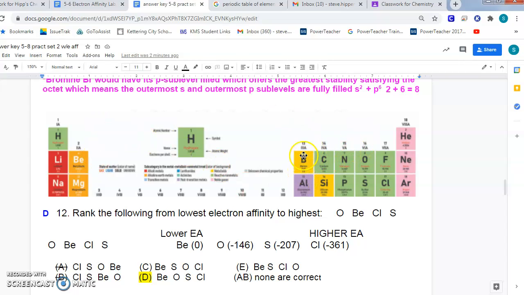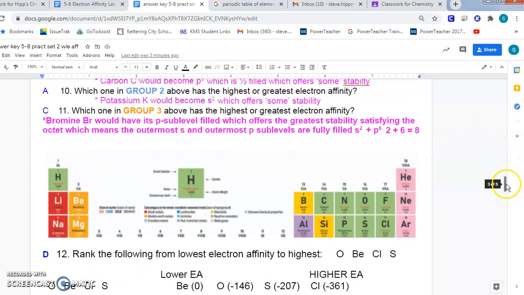But 3A, that Roman 3 is telling us that they have 3 valence electrons. They would have 2 in their S, and they're the first column of the P, so they'd have 1 in the P. So boron would be 1s2, 2s2, 2p1. Aluminum would be 1s2, 2s2, 2p6, 3s2, 3p1. So they're both having 1 in the P.